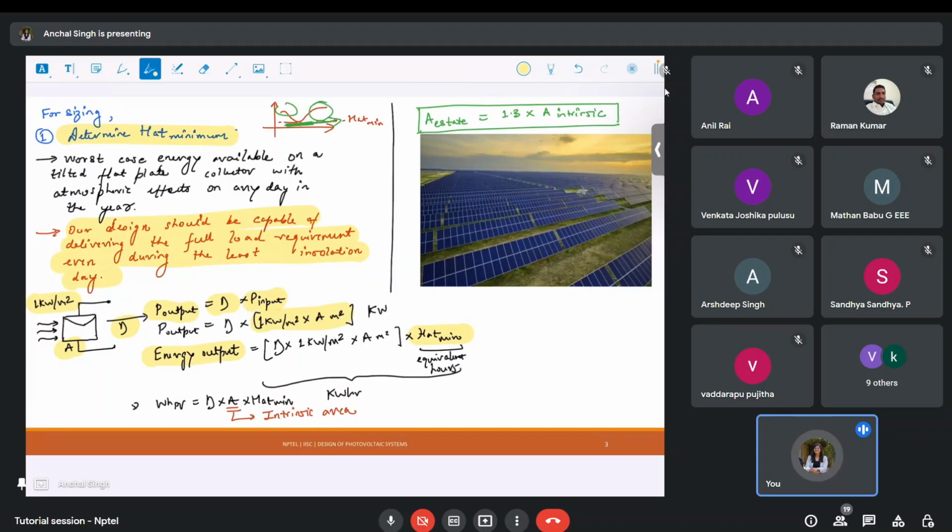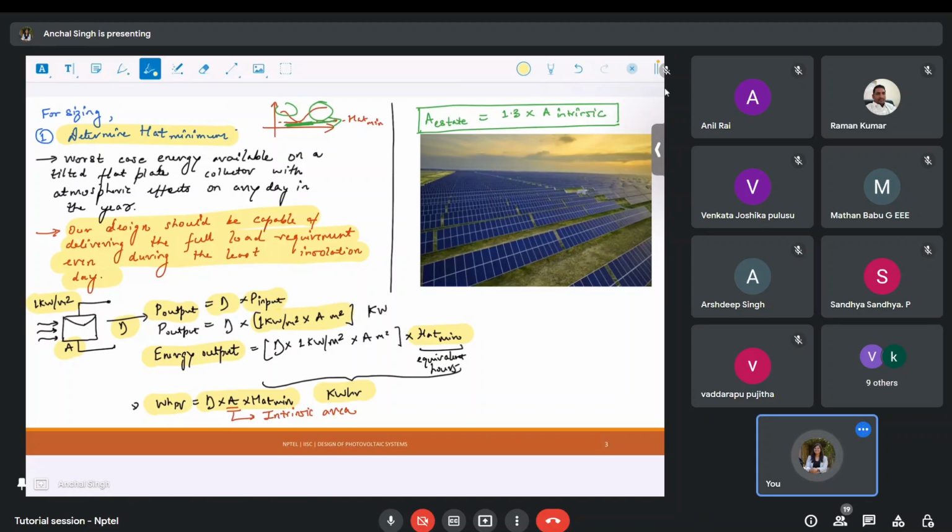We already know how to calculate these, right? So we'll just multiply it with these equivalent hours and we'll get kilowatt hours. This is the energy output. We can call it WHPV, watt hour PV. So this is efficiency into area into HAT minimum.